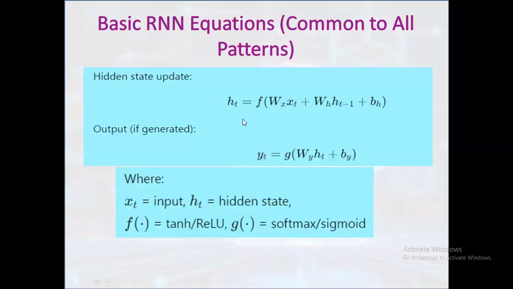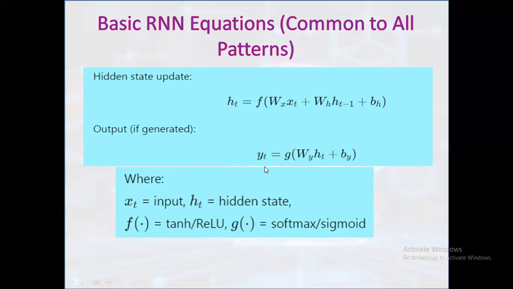Next, basic RNN equations. The hidden state update equation is given by h_t equals f of W_x x_t plus W_h h_{t-1} plus b_h, where f is the activation function. The hidden state at time t is computed using the current input and the previous hidden state. So this is given by this equation. This allows the RNN to retain past information while incorporating new inputs at each time step.